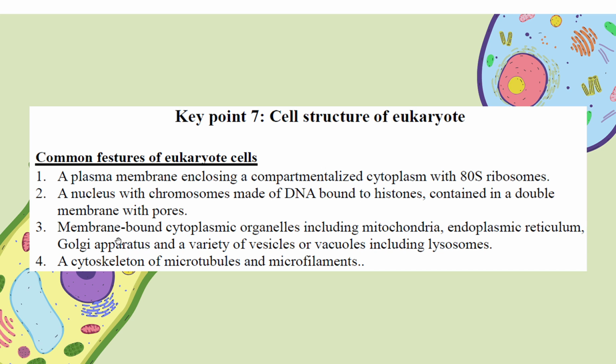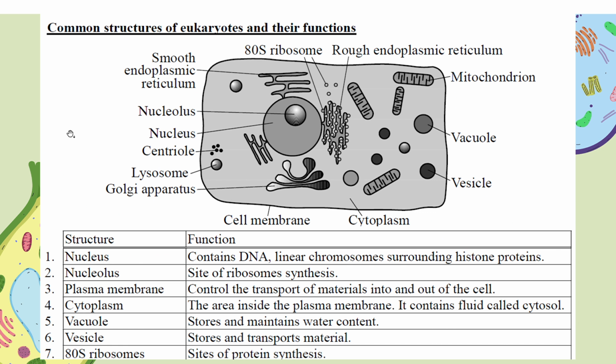And membrane-bound cytoplasmic organelles: mitochondria, endoplasmic reticulum, Golgi apparatus, vesicle, vacuole, lysosome. Wow, lots of things. You will learn it. You have to learn it. And the cytoskeleton of microtubules and microfilaments for the structure. Wow, this is the structure of a eukaryotic cell, and their function is just half of it.